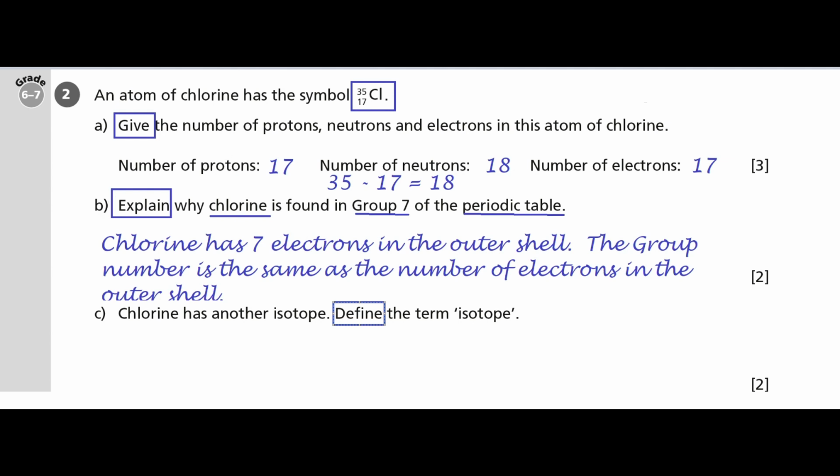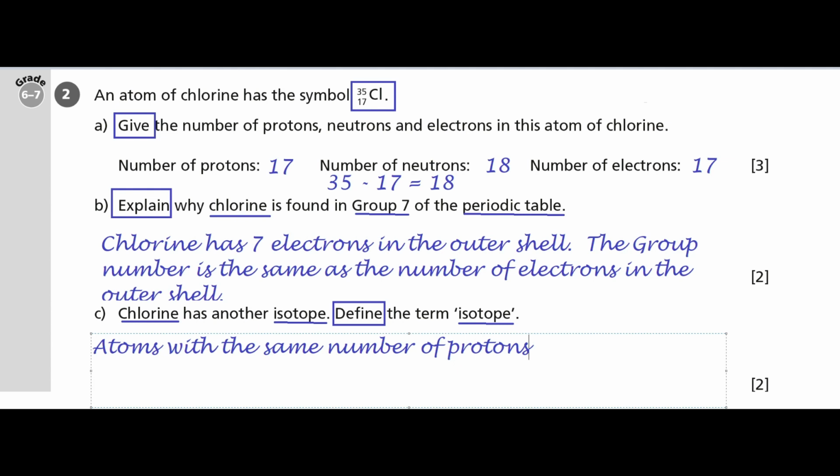Now, let's have a little look at the key information they've given us. They've given us the word that we're defining, which is isotope. They've also told us that chlorine has a number of isotopes. So, what does the word isotope actually mean? It means atoms with the same number of protons, which of course you can define as the same atomic number or the same proton number, but a different number of neutrons, which you could define as the mass number or the number of nucleons.